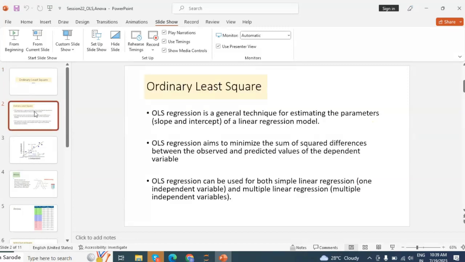So OLS is a general technique for estimating parameters. Mostly OLS is used for estimating your parameters. Now again comes the term parameters. So what are the parameters of linear regression? Slope and intercept. So this method works on finding the best slope and best intercept for your model.